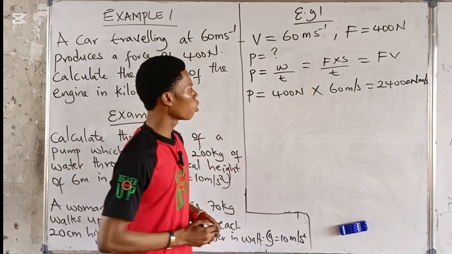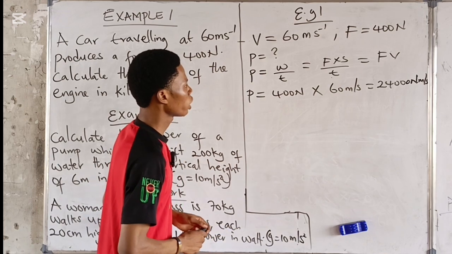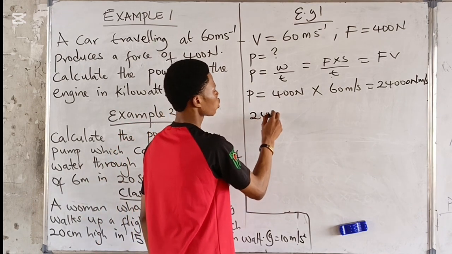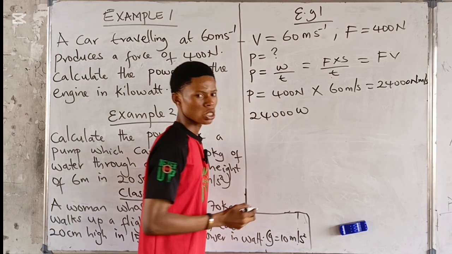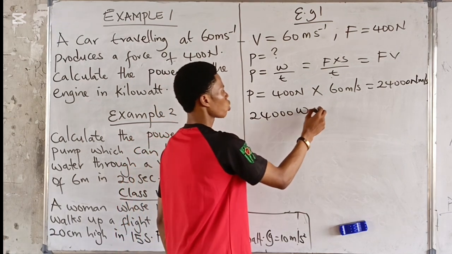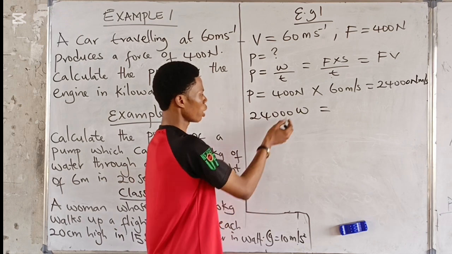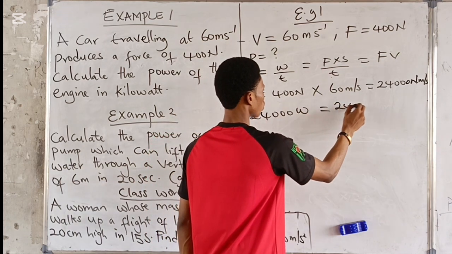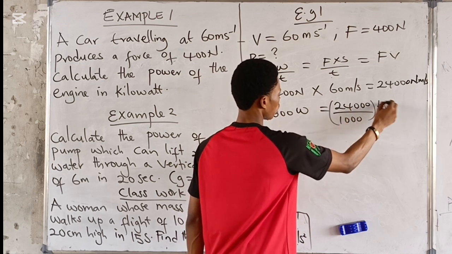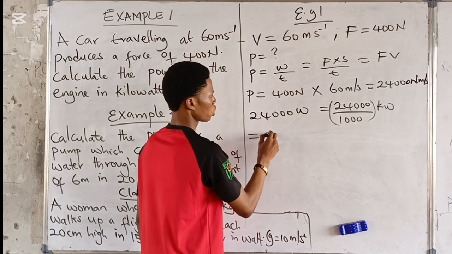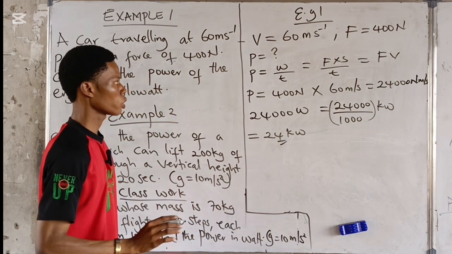Now, Newton meter per second, but we are asked to leave our answer in kilowatts. Now, 24,000 Newton meters per second is the same thing as saying 24,000 watts. So how do you convert watts to kilowatts? To convert watts to kilowatts, you divide through by what? By 1,000. So 24,000 divided by 1,000 will give you the answer in kilowatts. So this will give us 24 kilowatts. So that's the answer to that question.